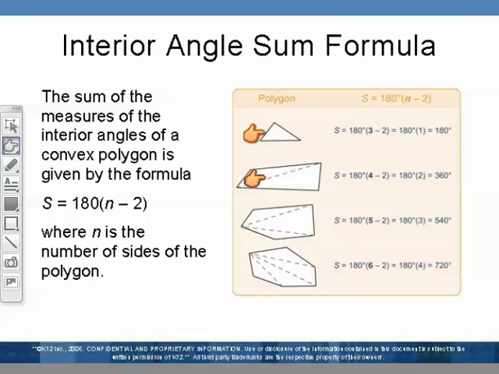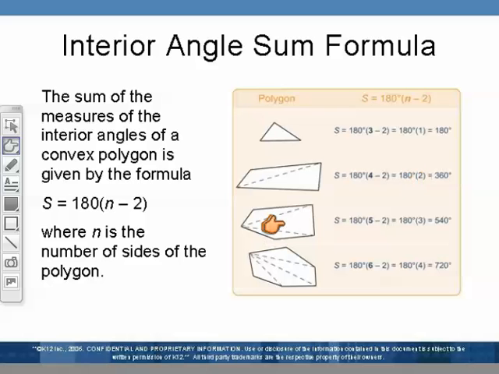And they're just getting that by dividing the object up into triangles. So in this particular case, this quadrilateral, they're taking 4 sides, minus 2 from it. 4 minus 2, that's 2. 2 times 180 means it has 360 degrees. The angles add up to 360 degrees.